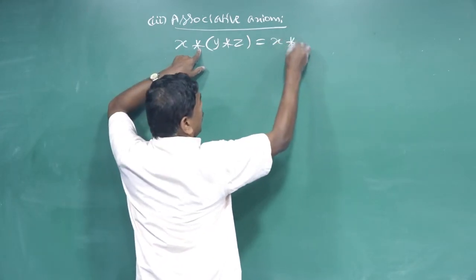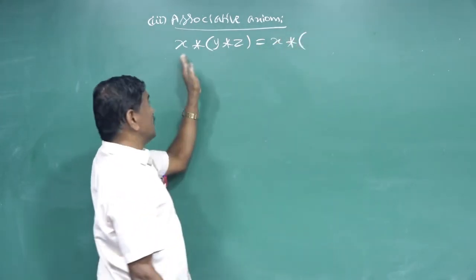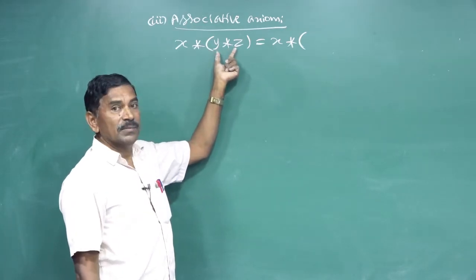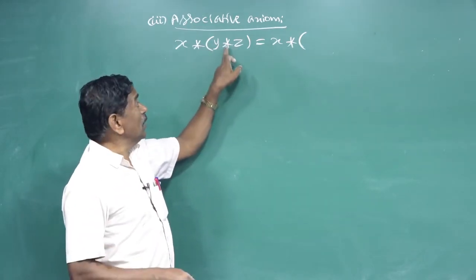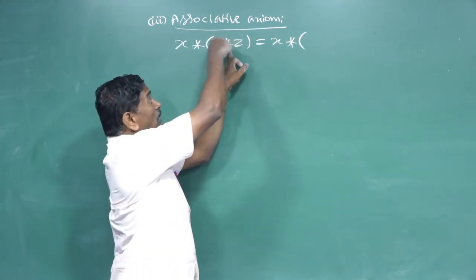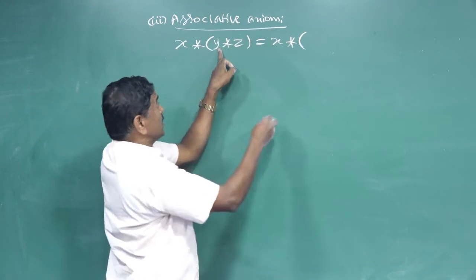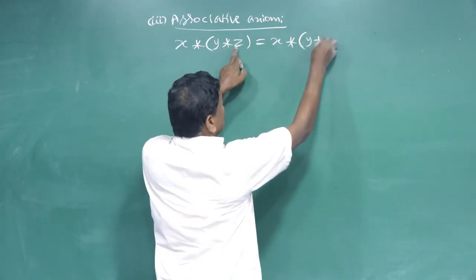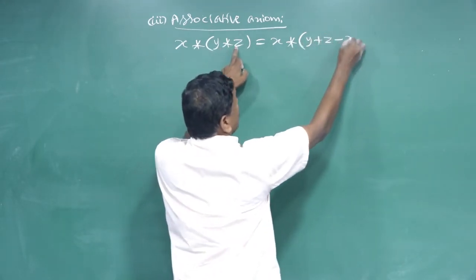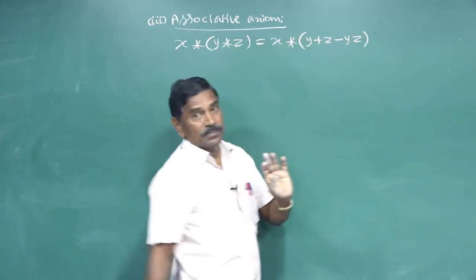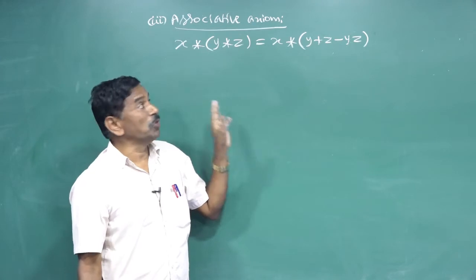Listen carefully. X star y star z, star fixed. Complete the bracket. What is the bracket answer? If star is defined between the two elements, then its answer is given by first element plus second element minus first element into second element. That is the condition, and every time we want to use it.